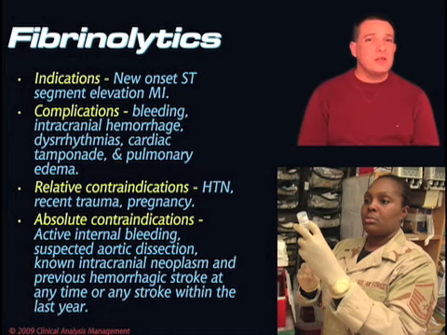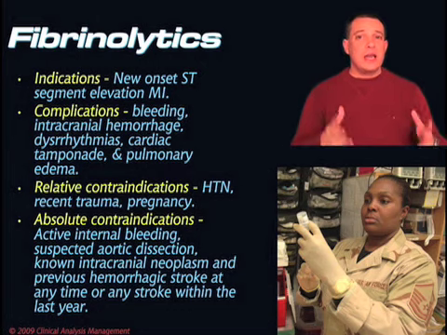And specifically, what we're concerned about when we talk about hypertension is malignant hypertension. So we're talking about people that have like a diastolic blood pressure over 110. For those patients, we're really concerned about giving them fibrinolytics because there's a high likelihood that they could develop a cerebral hemorrhage.